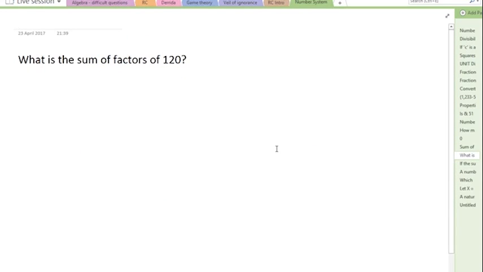This one is relatively easier. You can do it yourself. Sum of factors of 120, we've just discussed actually. You can just write it as 120 equal to 8 into 15, or 2 to the power 3 into 3 into 5. And then you just need to check the previous formula and apply it.